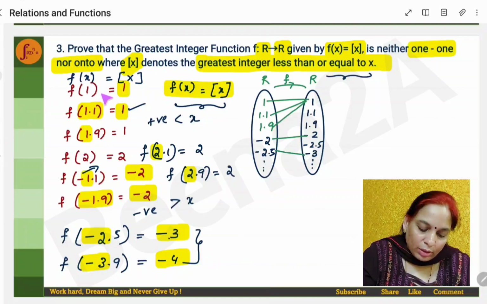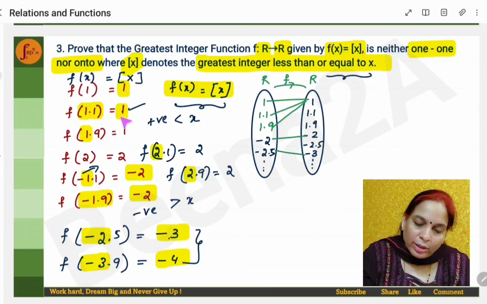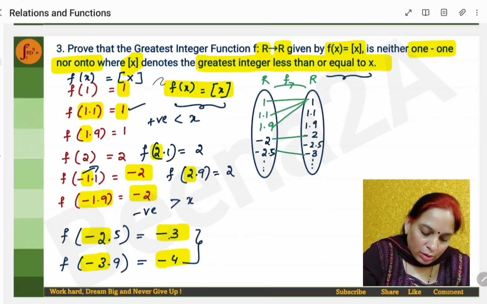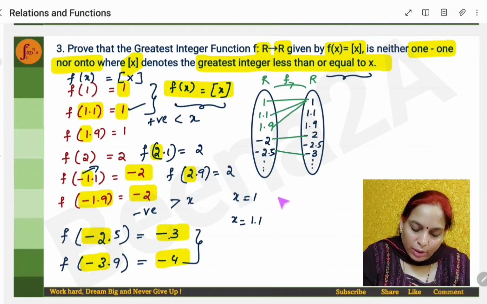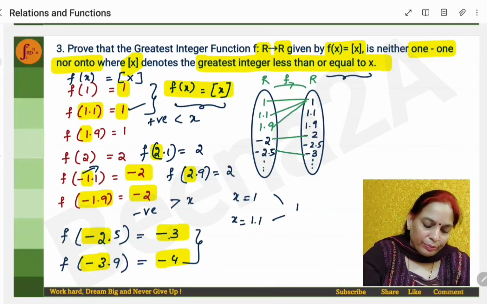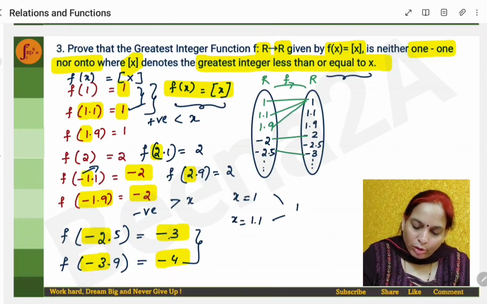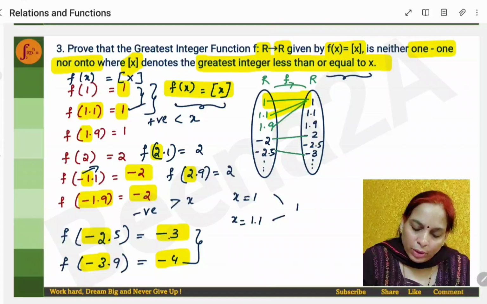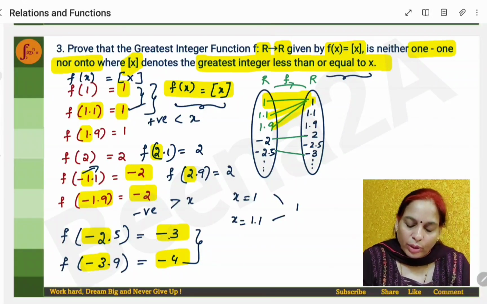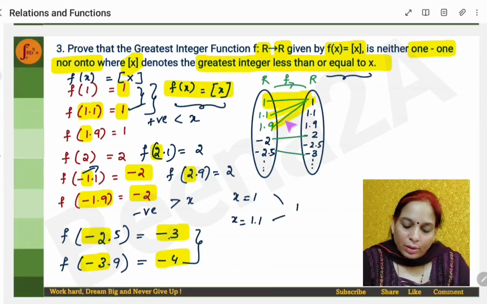If you take x as 1, you get the answer as 1. If you take x as 1.1, then also the answer is 1. So if you see here, x is 1, x is 1.1, but both are mapped to 1. 1 and 1.1 are mapped to 1. Here, 1 is also mapped to 1, 1.1 is also mapped to 1, and 1.9 is also mapped to 1. So this is many to one, right? It's many to one. It's not one to one.